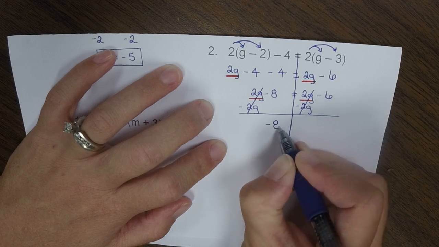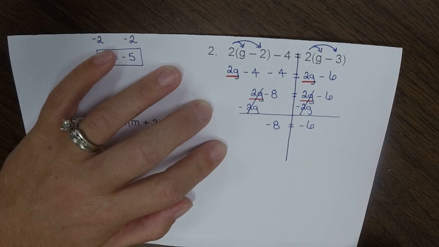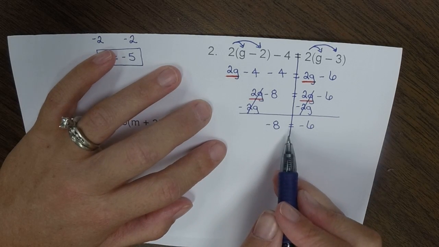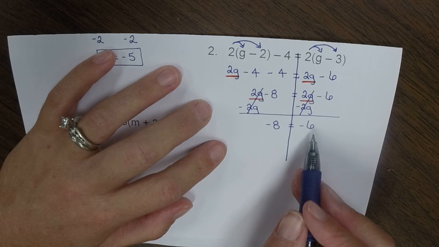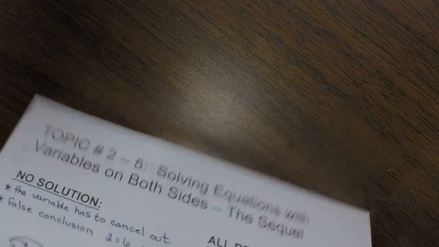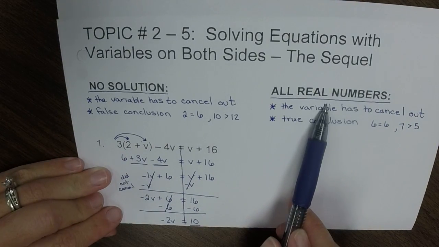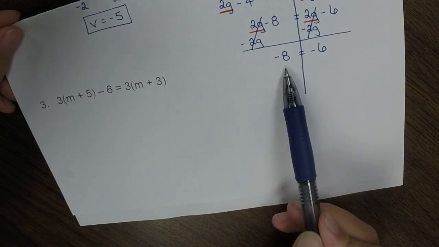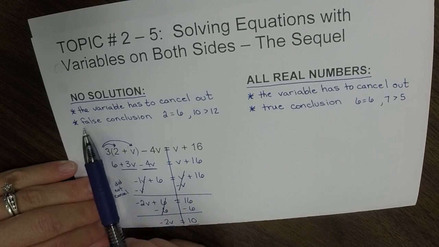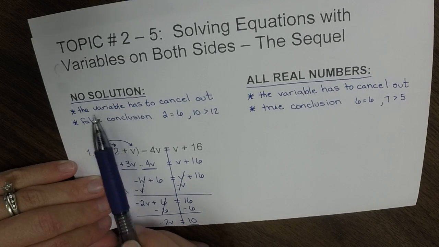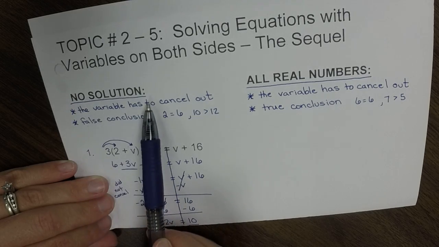So I have negative 8, which I bring down, equals negative 6. There's not a variable to get by itself. I'm at the end of the problem. So now, since the variables canceled out, I know I'm looking at either no solution or all real numbers. Well, my conclusion was that negative 8 equals negative 6. Is that a true conclusion or a false conclusion? Well, that's definitely a false conclusion. Therefore, the answer to this is going to be no solution.